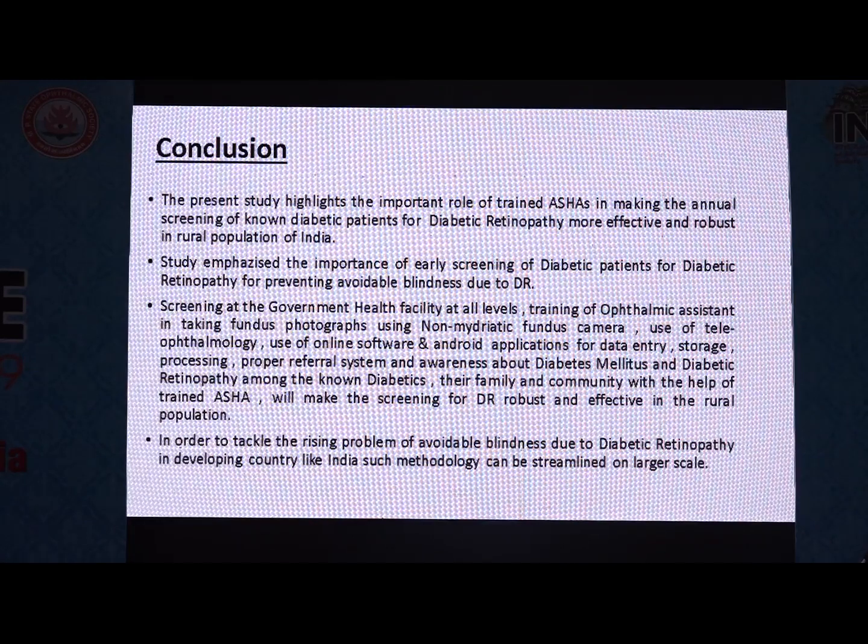their family and community. With the help of trained ASHAs, this will make screening for DR robust and effective in the rural population of India. In order to tackle the rising problem of avoidable blindness due to DR in a developing country like India, such a methodology can be streamlined on a larger scale.